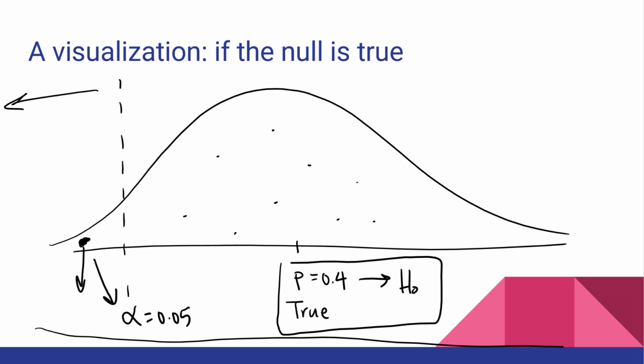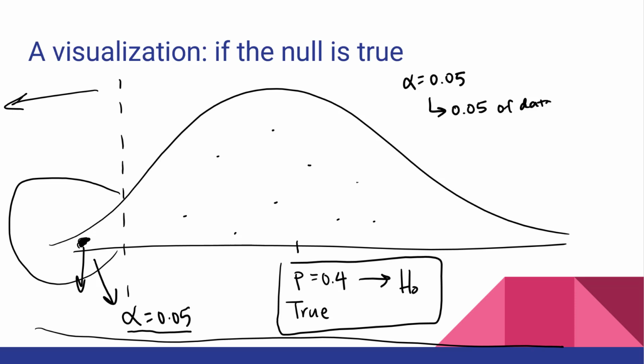So now let's think, since we have our normal model here, we set our alpha as 0.05, so that means that 0.05 of all data points on the normal model fall below this line. So that also means we have a 0.05 chance of getting a point down here. And if we get a point down here, then we reject the null. That means that 0.05 of all the data points fall below that line. And that also means that we have a 5% chance of getting a point down there.